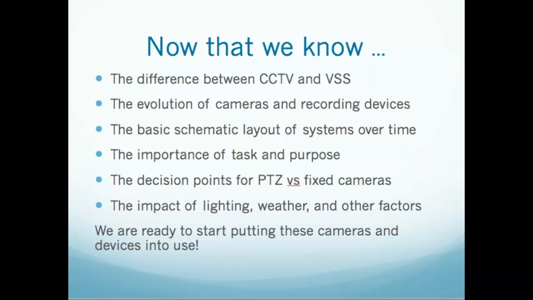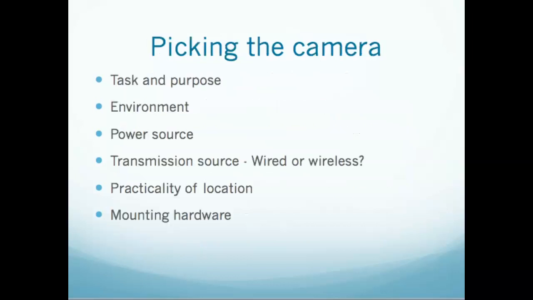And then we talked about the impact of lighting and weather and other factors on cameras, and we'll go over those again because they have a lot to do with the application. But now that we know that, we're ready to start putting the cameras and devices into use. So picking the right camera really comes down to just a few things. Task and purpose being the most important. What do you want to see and why do you want to see it? If you can figure that out, you're more than halfway in the battle. Then you're going to look at your environment.